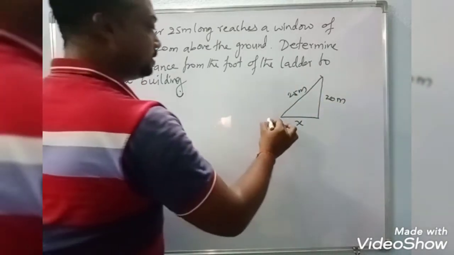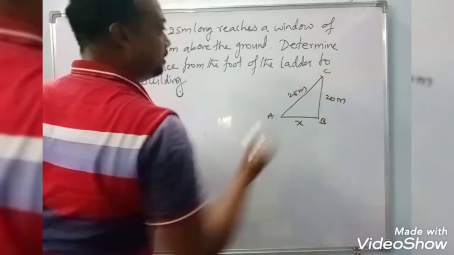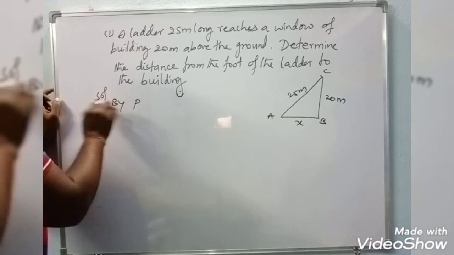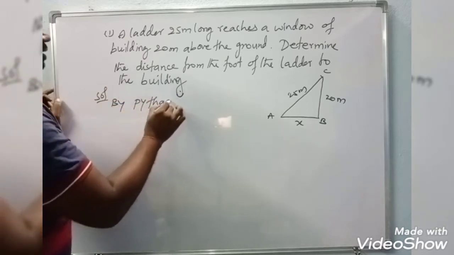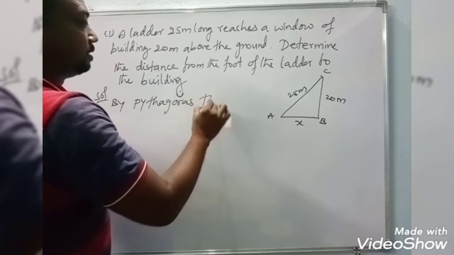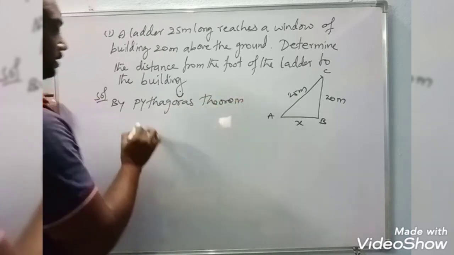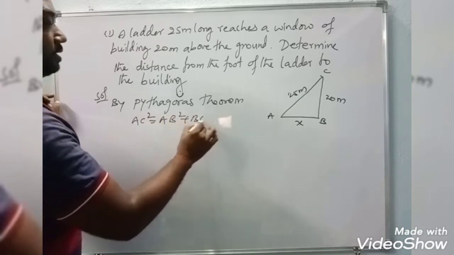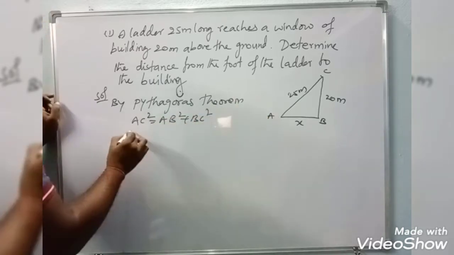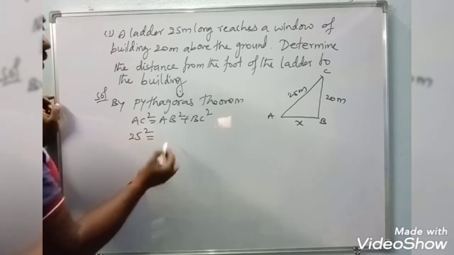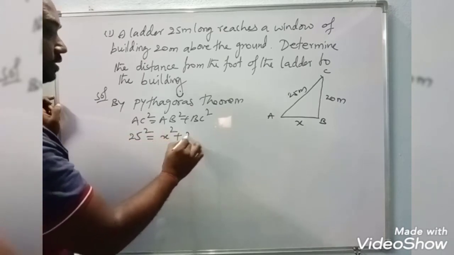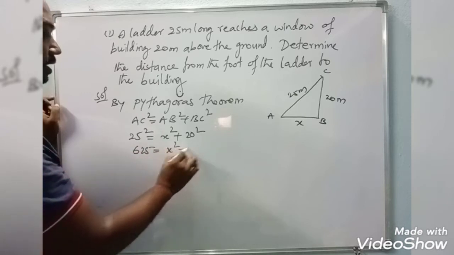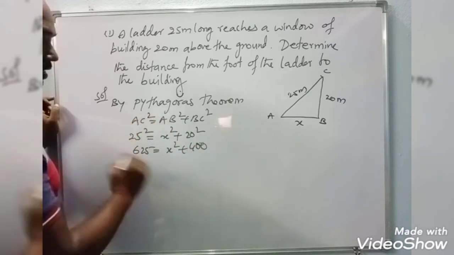Now if I assume this as A, B, C, already we know that by Pythagoras theorem, we know that AC square is equal to AB square plus BC square. Now substitute the values here. So you'll get 25 square is equal to x square plus 20 square. 25 square is 625 is equal to x square plus 400. I am sending this 400 here.